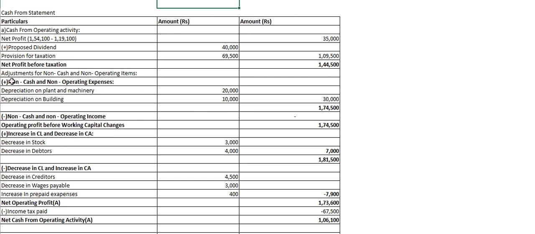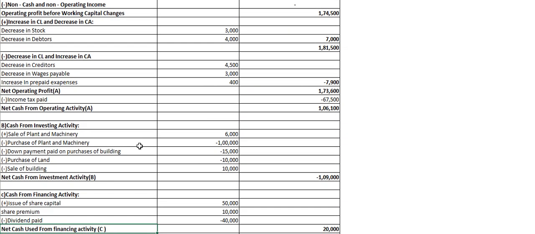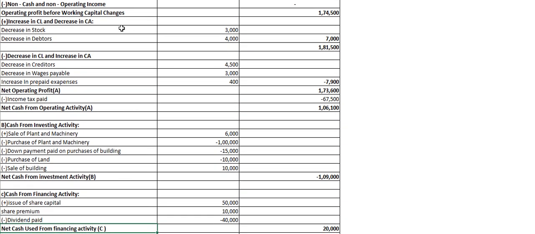Now you take consideration of the adjustment for non-cash and non-operating items. So if there's a non-cash and non-operating expense, you add it. If it's a non-cash and non-operating income, you minus it. So under that we have the depreciation on plant and machinery and building, which is 20,000 and 10,000 respectively, which is from your income statement or the balancing figure from the ledger accounts, which is 30,000. So if you add it, you get 1,74,500 minus your non-cash non-operating income. We don't have anything, so it's a nil figure. So your operating profit before working capital changes is 1,74,500.